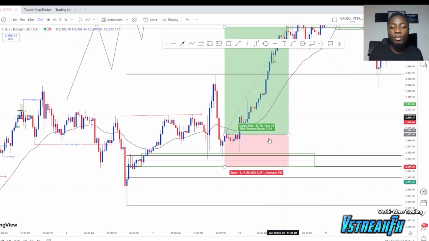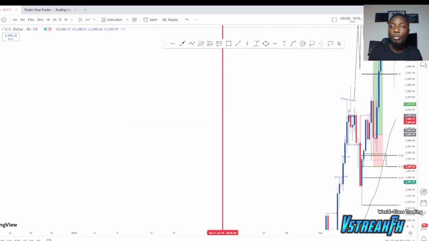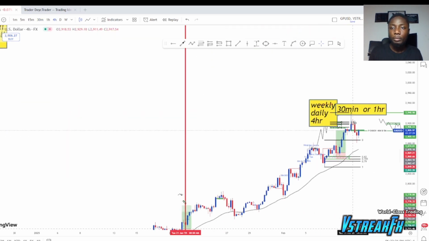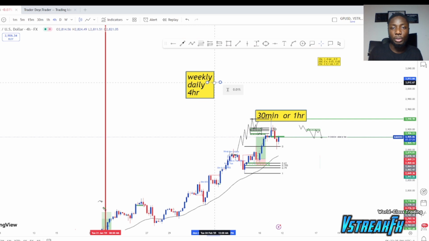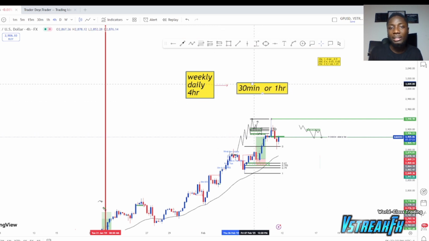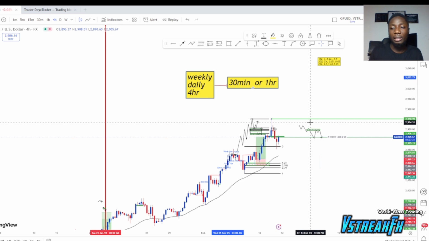So the fib level and the structure work hand in hand together. It's just more like confluence trading. Price action trading is the best. You just basically see things for yourself. You can draw it and decide for yourself, not a robotic approach to trading.